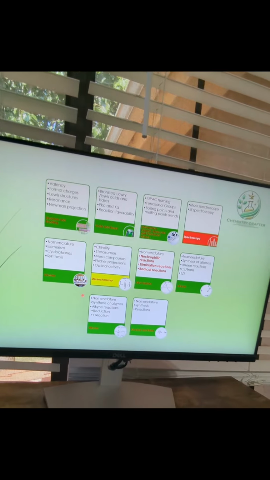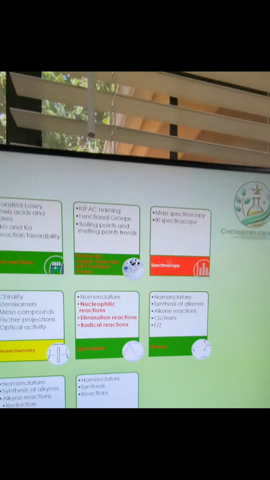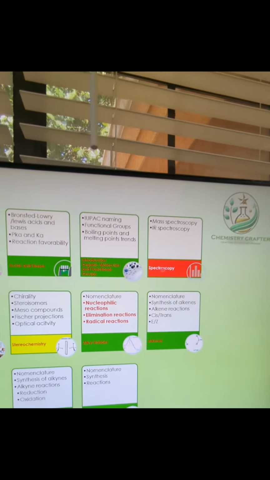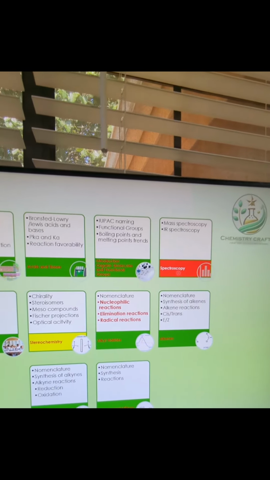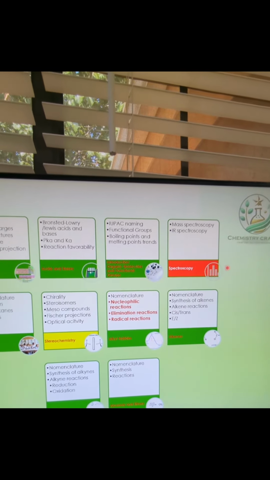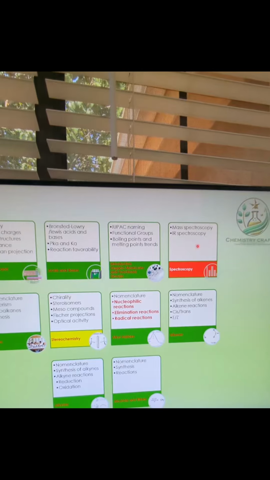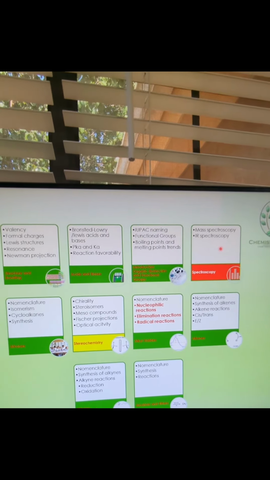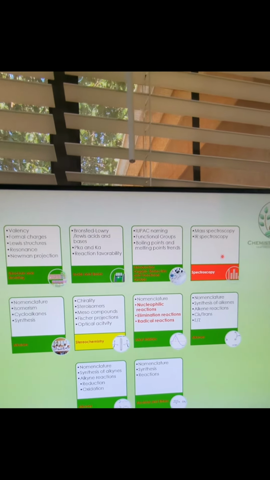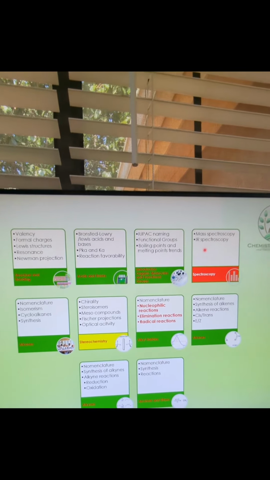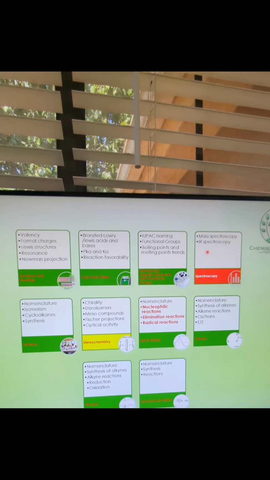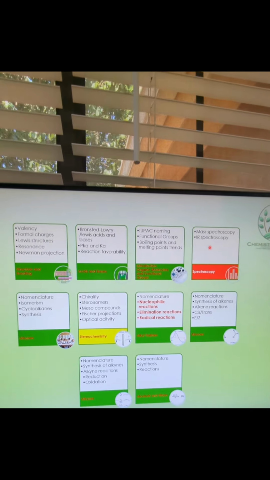The only difference is the spectroscopy. I hadn't seen spectroscopy as part of OChem 1 until about 5 years ago, but I started seeing spectroscopy as part of OChem 1 lately. So I just put it in there. That's why I marked it in red, because it's one of the difficult concepts, but it's not hard.